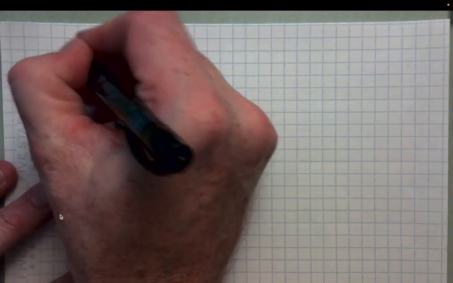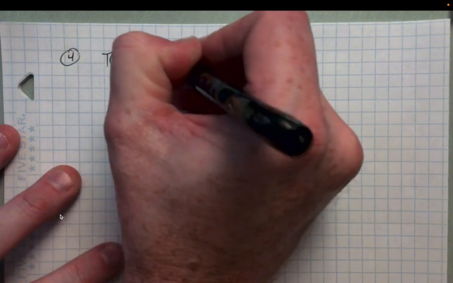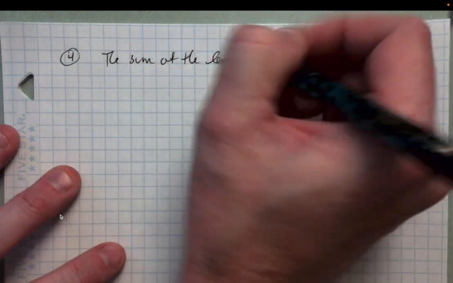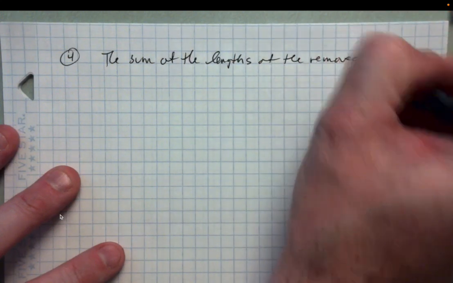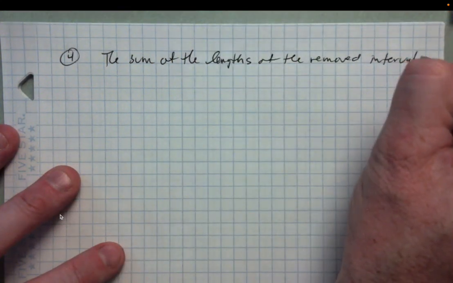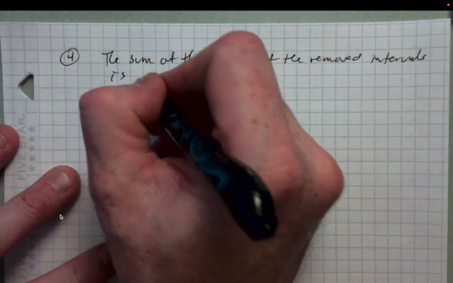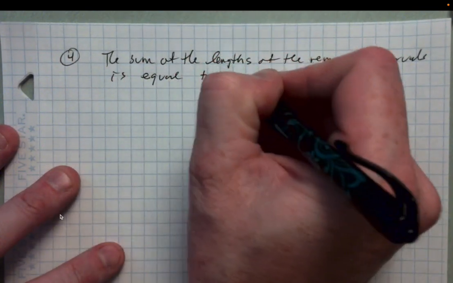Now the fourth property worth pointing out: at each iteration we're removing a third of the set, basically. A third of the points in the set are being removed at every iteration, and we do this to infinity. What the fourth property says is that the sum of the lengths of the removed intervals is equal to, what do you think? It's equal to 1.